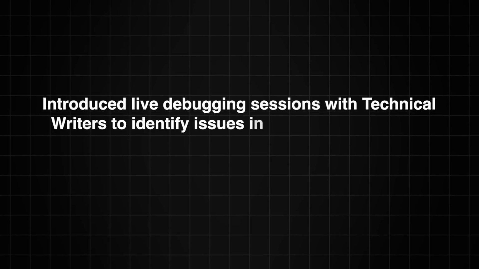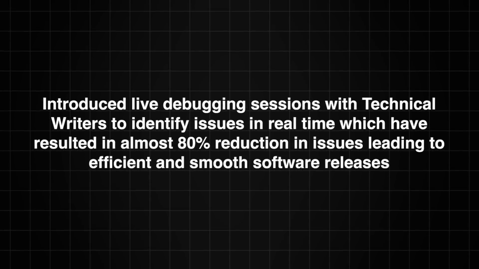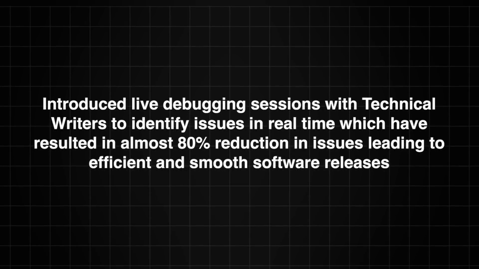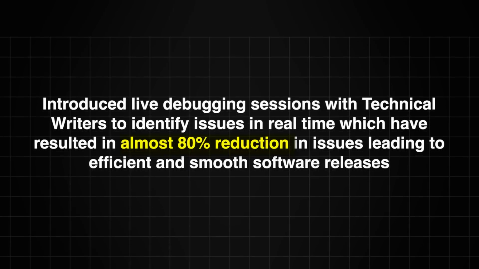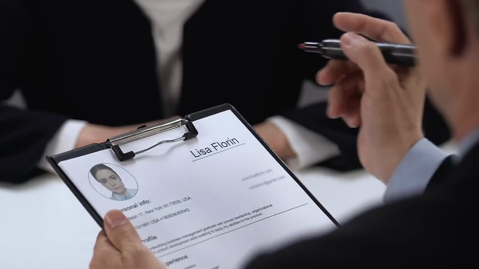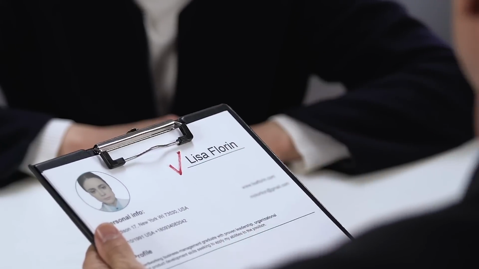Or another bullet point example could be: introduced live debugging sessions with technical writers to identify issues in real time, which have resulted in almost 80% reduction in issues, leading to efficient and smooth software releases. Now you can see sometimes there could be numbers and sometimes there could be percentages in terms of impact. Well, in some situations, you might not even know the impact, which is fine, but your objective should be to at least write impact for 80% of the bullet points that are there on the resume. And this is where your resume is determined to be a good one or a bad one.